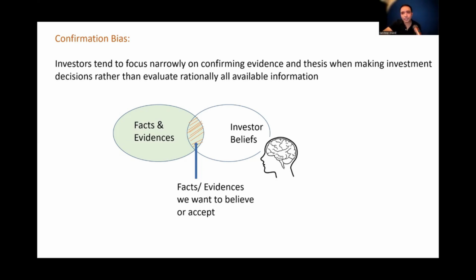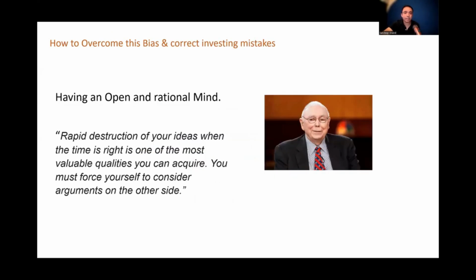But this can be easily overcome when we think with a rational mind. So how to overcome this? Having an open, rational mind. As Charlie Munger said, rapid destruction of your ideas when the time is right is one of the most valuable qualities you can acquire. You must force yourself to consider the arguments on the other side. Always have a rational mind, have an open mind to listen to the other side of the argument.